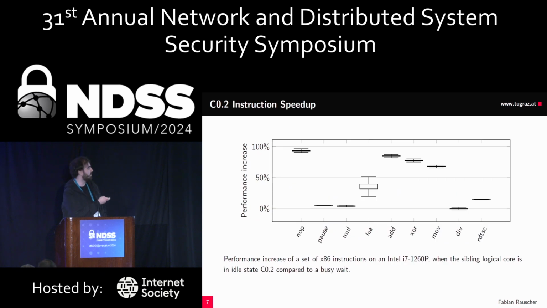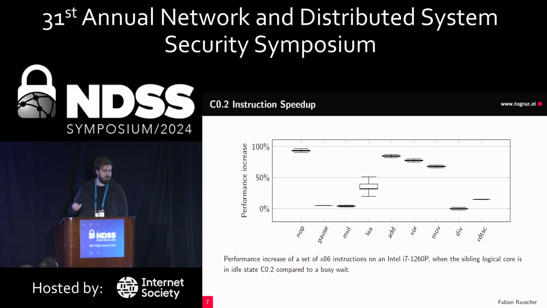Here again are some microbenchmarks with some instructions, basically the same thing as before: how the instructions are affected by the other core being in this idle state. For some instructions like div, there's no difference whatsoever. But for other instructions, specifically nop, it gets almost 100 times faster to execute. That's great.